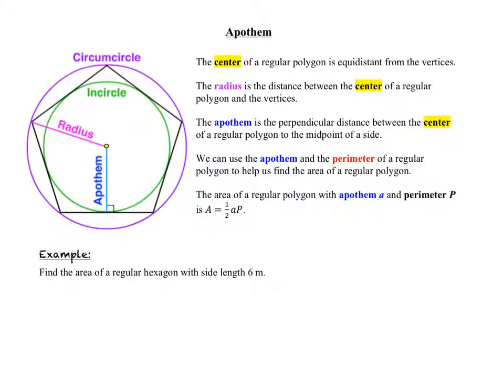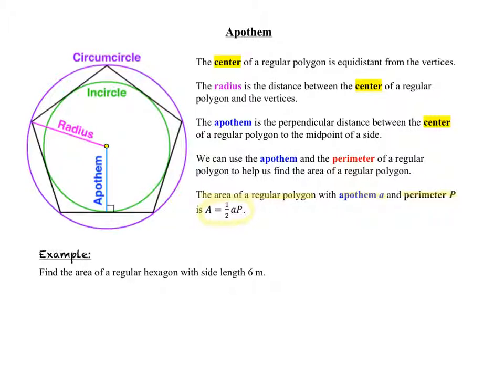And the reason that we're going to be doing that is because the area of a regular polygon can be found using the apothem and the perimeter. And the formula for the area using the apothem and the perimeter is given here. A for area is equal to 1/2 times the length of the apothem times the perimeter around the polygon.